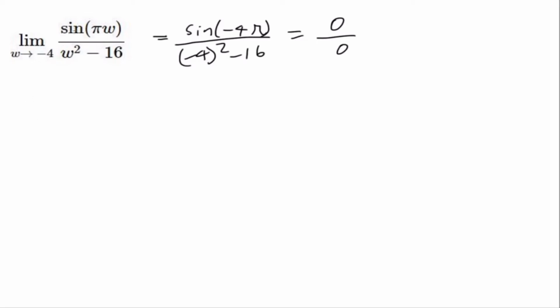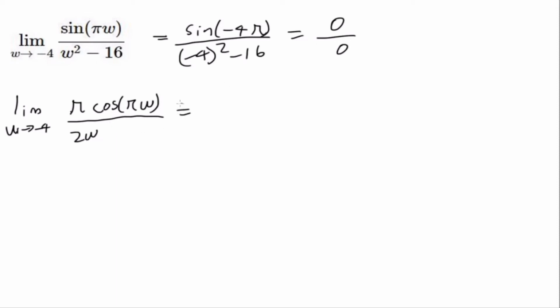So now all we have to do is differentiate the top and bottom and apply the limit. So we put the limit of omega to minus 4, and because we're differentiating with respect to omega, we just take out our coefficient, which is our pi, and then differentiating sine, we get cos pi omega over 2 omega. Because there's no omega with the constant, the power of the omega is already 0, so differentiating gives you 0, so it just leaves you with 2 omega on the bottom.